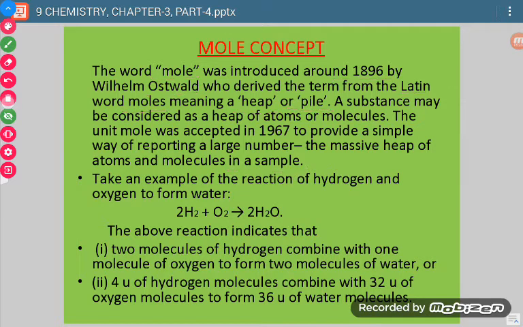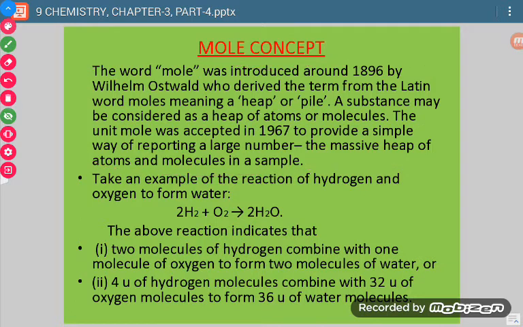So we can say that it is the chemist's unit of counting particles. Mole is like a unit, and what is this unit for? This unit is for counting the number of particles present in a particular amount. Okay. Now, why was this designed?